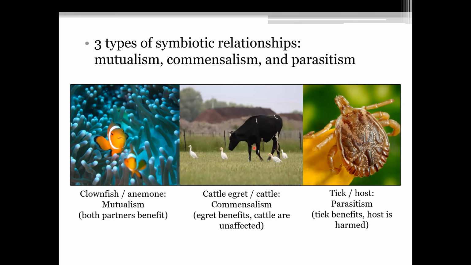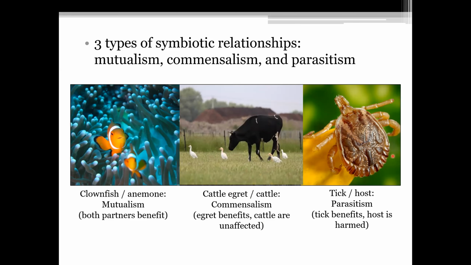Commensalism would be these birds here, the cattle egret and the cattle. So the cattle egret will feed off the insects found on the cattle. The cattle attracts a lot of insects. So here this bird is going to benefit, whereas the cattle will be unaffected.